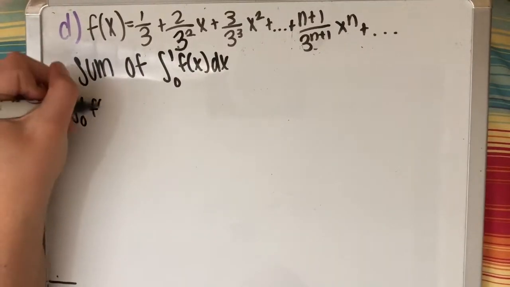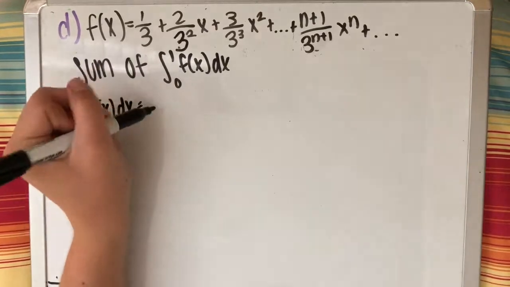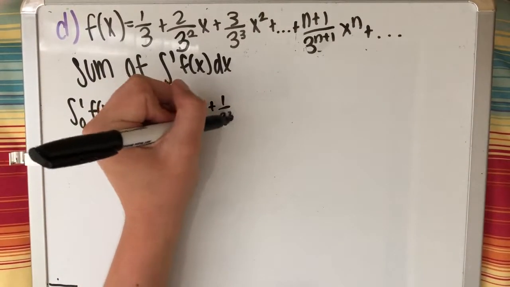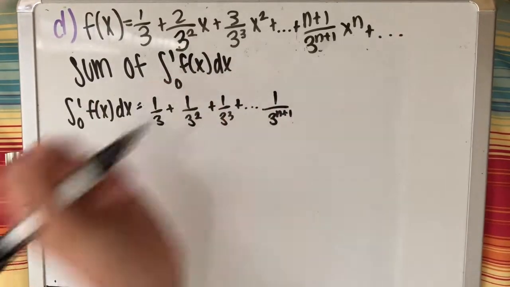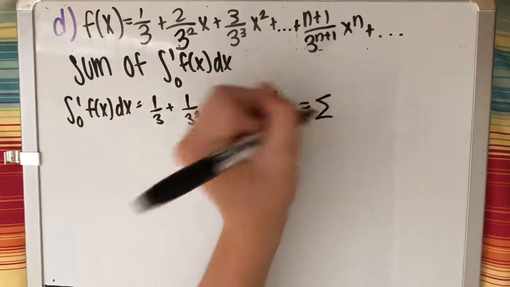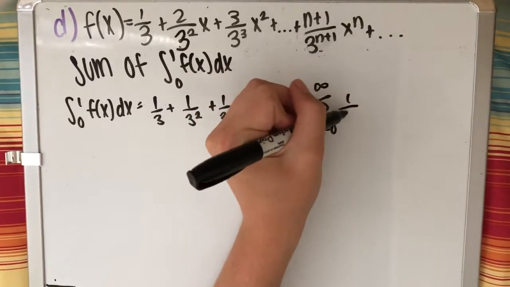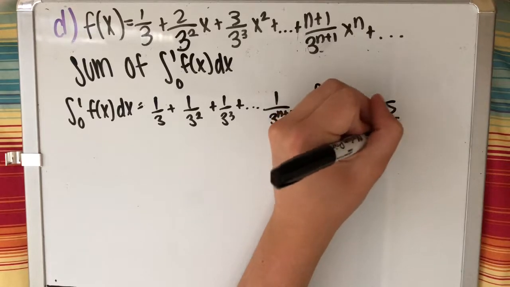Finally, for part D, we're asked for the sum of the integral that we just found in part C. So we can write that out, 1/3 plus 1 over 3 squared plus 1 over 3 cubed, dot, dot, dot, plus 1 over 3 to the n plus 1. And if you notice the pattern, this can be written as the series from n equals 0 to infinity of 1 over 3 to the n plus 1, or 1/3 all to the n plus 1.